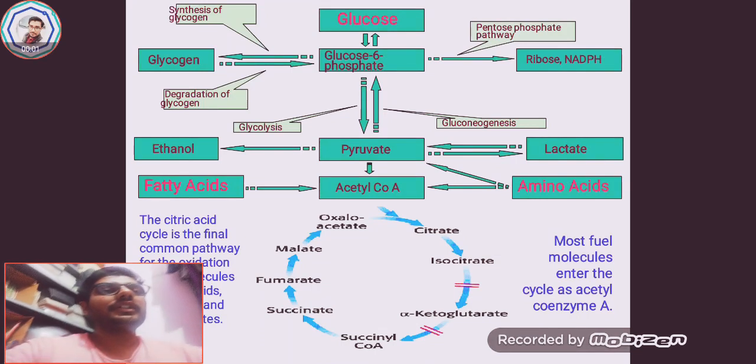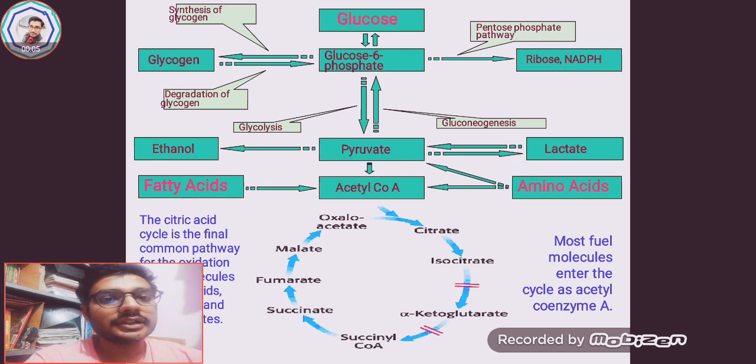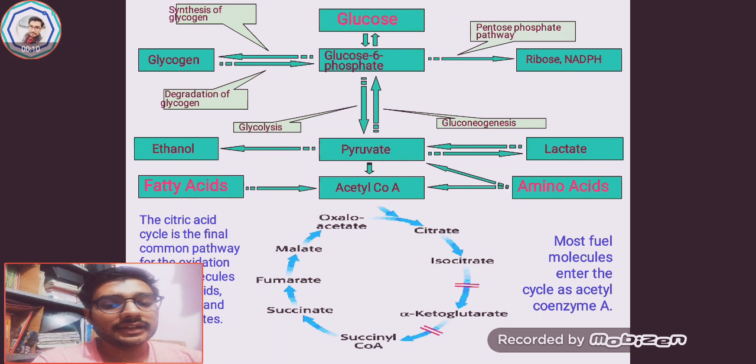Hello friends, in today's class we are going to study about the citric acid cycle. So the citric acid cycle is the aerobic cell metabolic wheel to generate energy by acetyl coenzyme A oxidation.